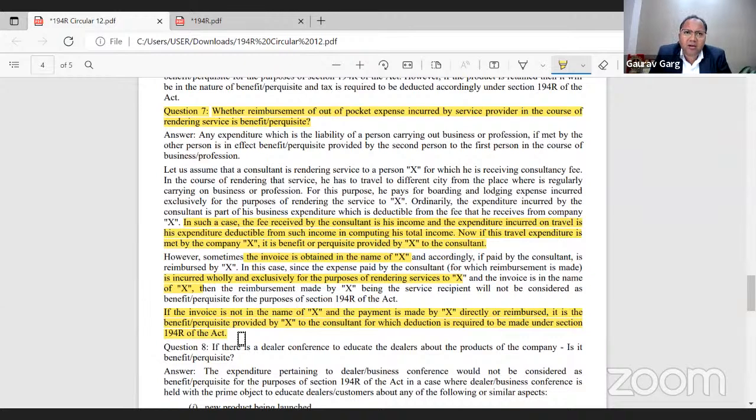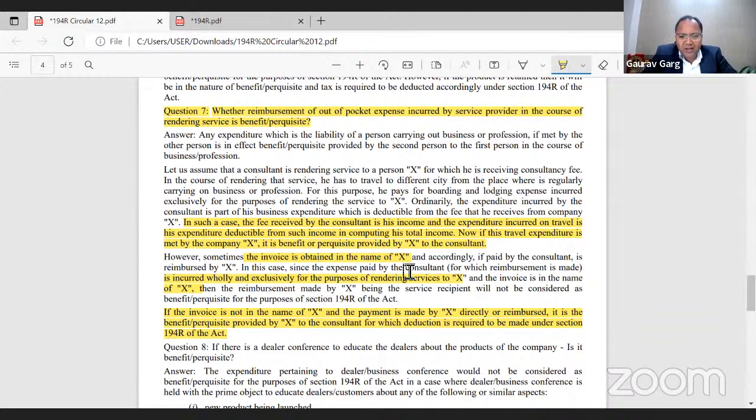Let's say you go to a travel agent and the travel agent is raising an invoice on you, then we will say that the invoice has come in the name of the company and then it is not a benefit under 194R. Why do you say that? It is not mentioned there. It only says if the invoice is paid by the consultant, then it is a different matter. It doesn't say that if the invoice is paid by the company, it is not a benefit. It is not flowing out of the circular. They are saying the invoice is obtained in the name of X, and accordingly, if paid by the consultant. It doesn't say that if paid by the company, it is not a benefit. That analogy you cannot draw.